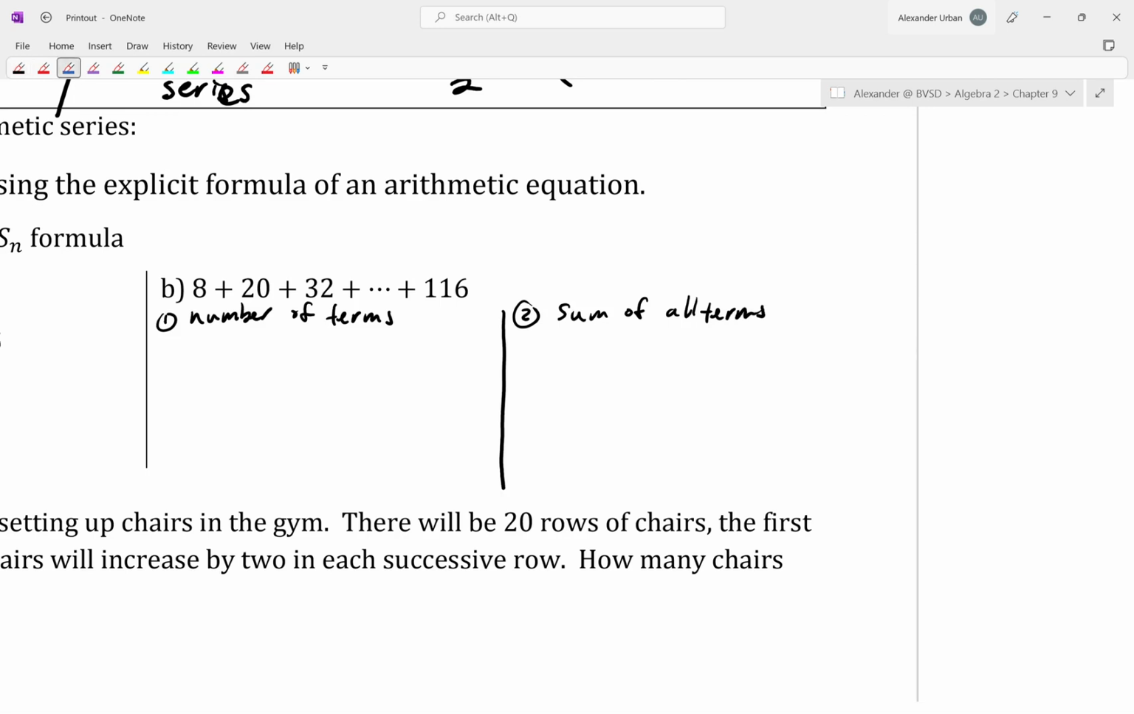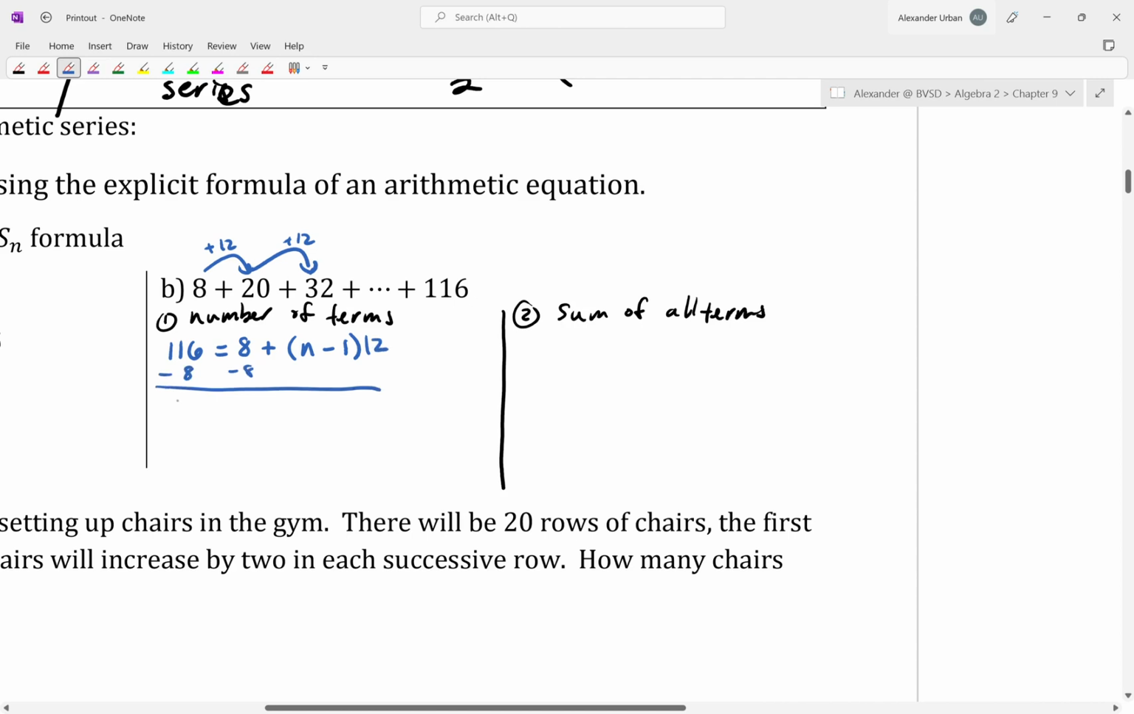The last term should be equal to the first term plus the number of all terms minus 1 times the common difference. In the common difference here, I see a plus 12, another plus 12. So my common difference is 12. I'm going to subtract 8 from both sides. 108 is equal to 12 times n minus 1.